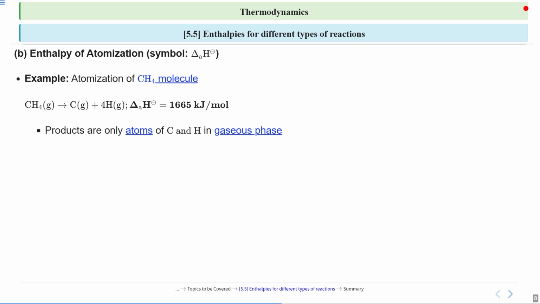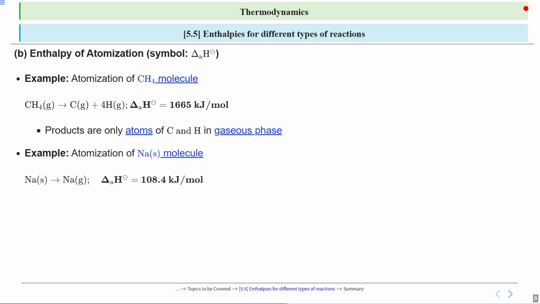Now, how can we validate this through our definition? The first thing is that the only products that we obtain are atoms and no molecules are there. This is the first thing. And they are present in the gaseous phase.